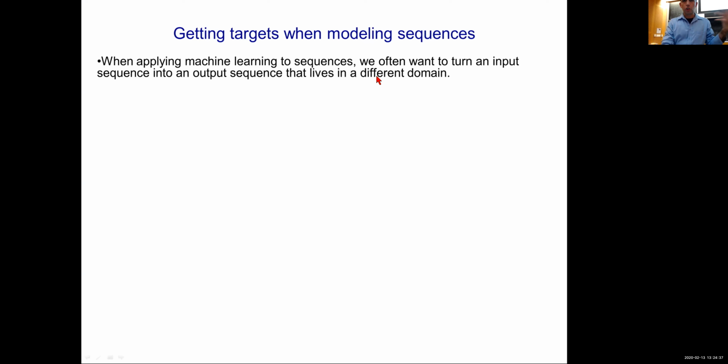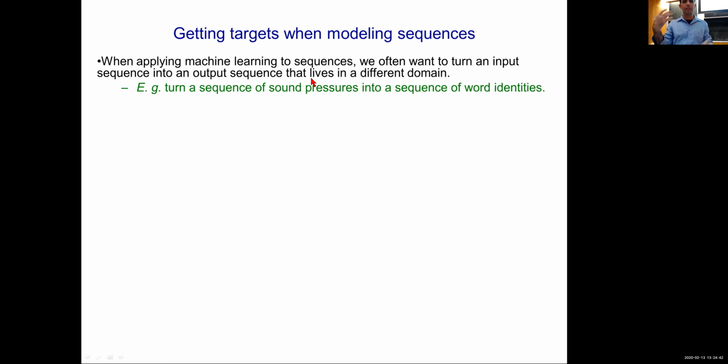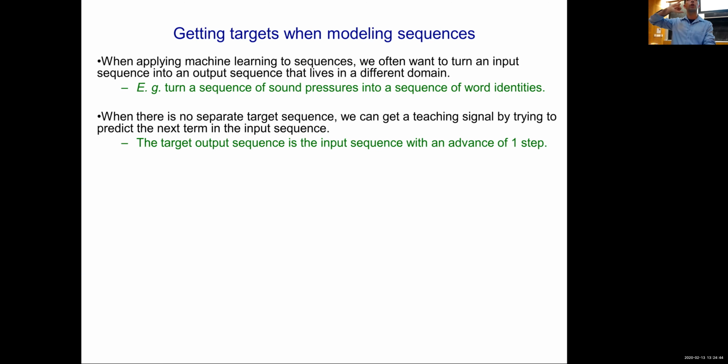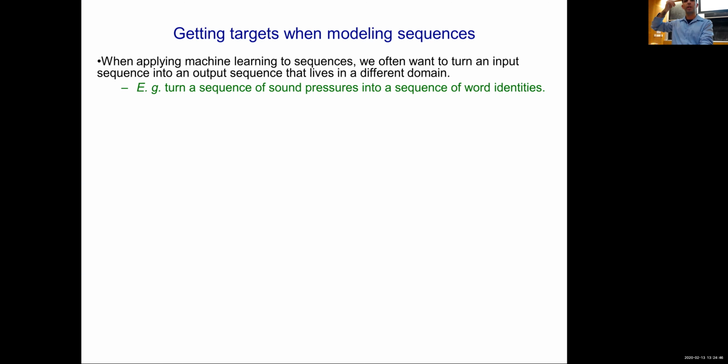When applying machine learning to sequences, you want to turn an input sequence into an output sequence that lives in a different domain. So basically, very often it's going to be about word translation. Very often it's going to be a sequence of auditory signals that you're turning into speech. Very often it's going to be individual words that you're turning into sentences, and so on and so forth.